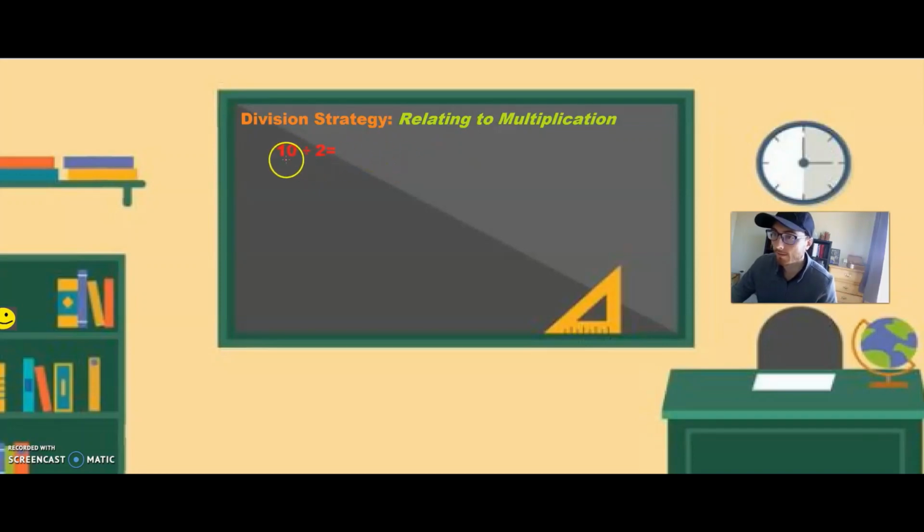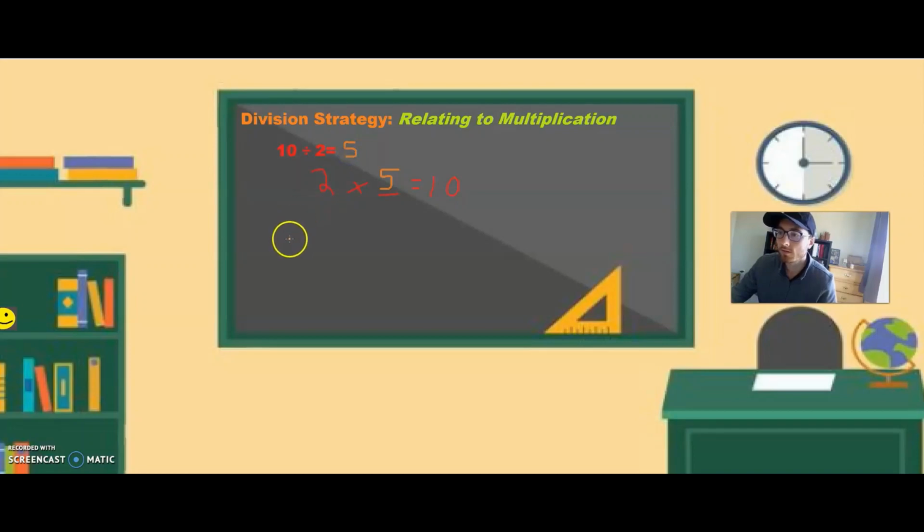So let's look at it this way. 10 divided by 2. Well, what's the inverse of 10 divided by 2? It's multiplication. So write it as 2 times something equals 10. Well, 2 times what equals 10 as the inverse operation? 2 times 4, does that equal 10? No. If I know 2 times 5 equals 10, that means 10 divided by 2 equals 5.